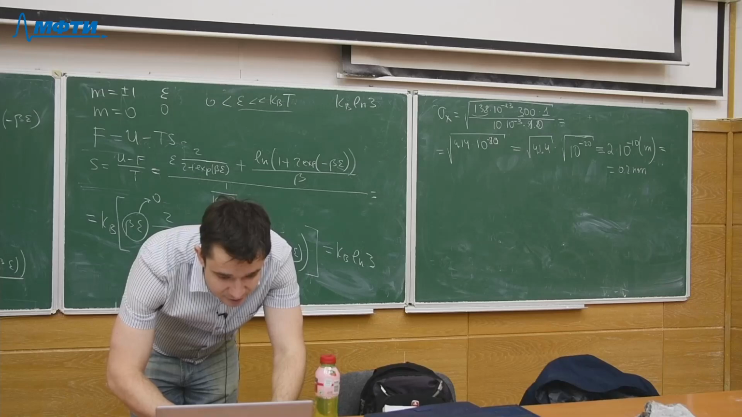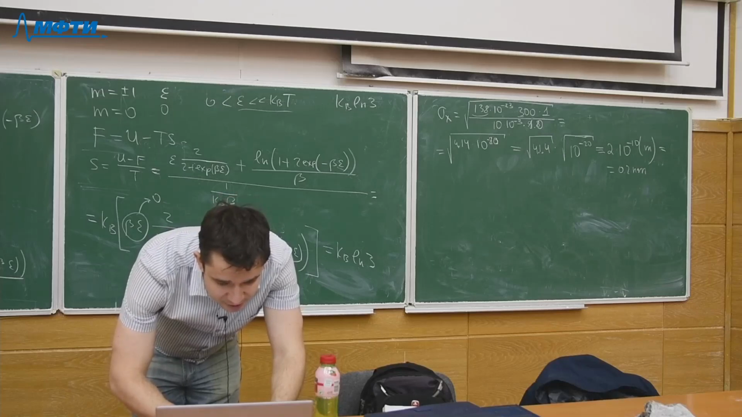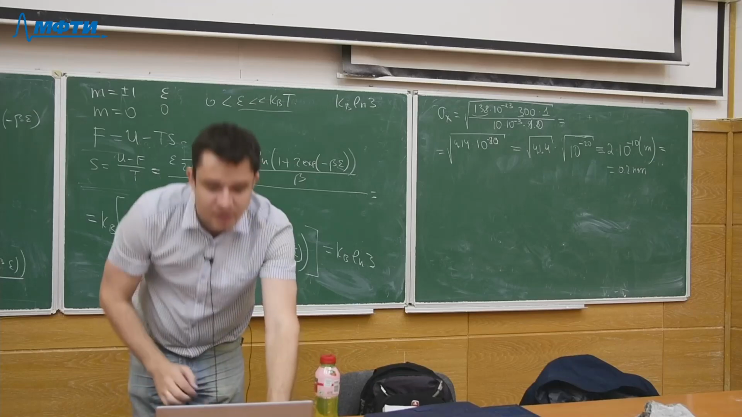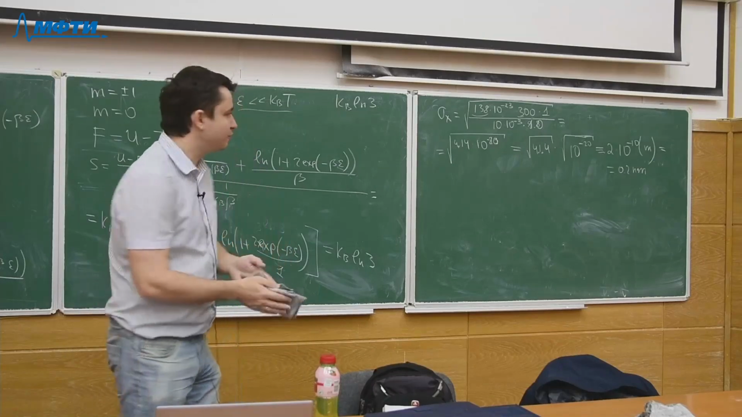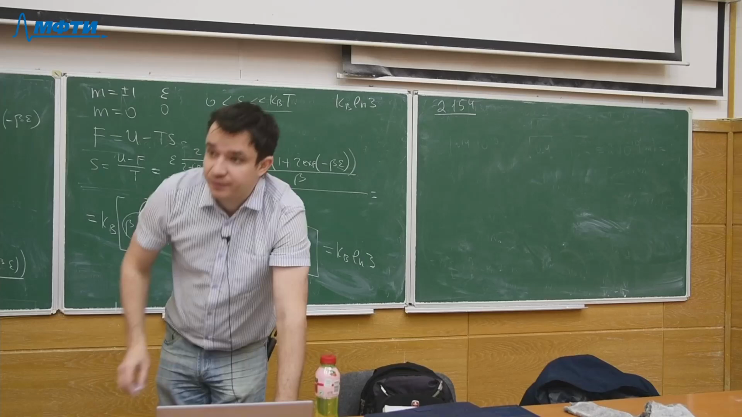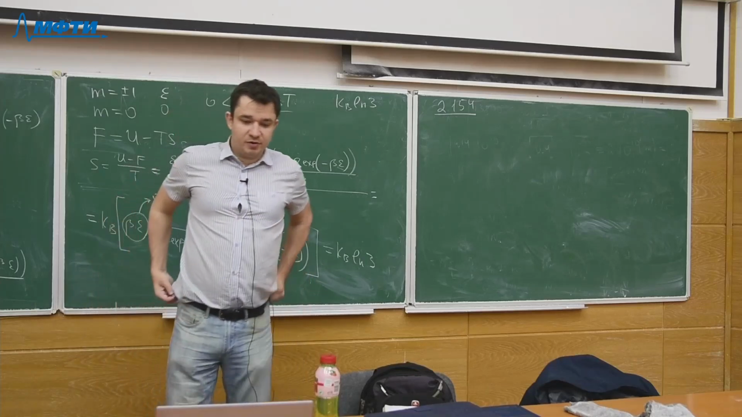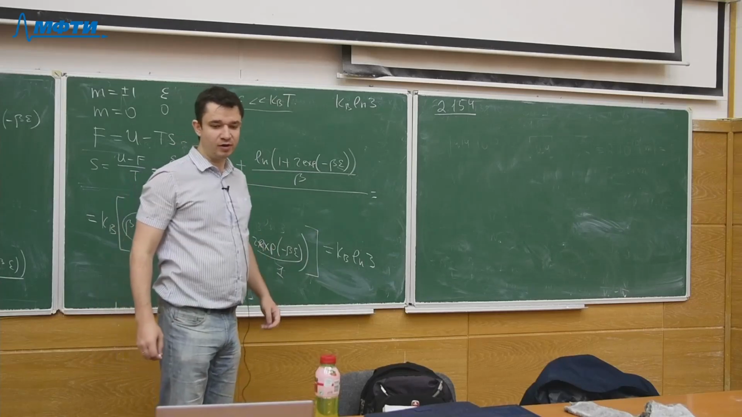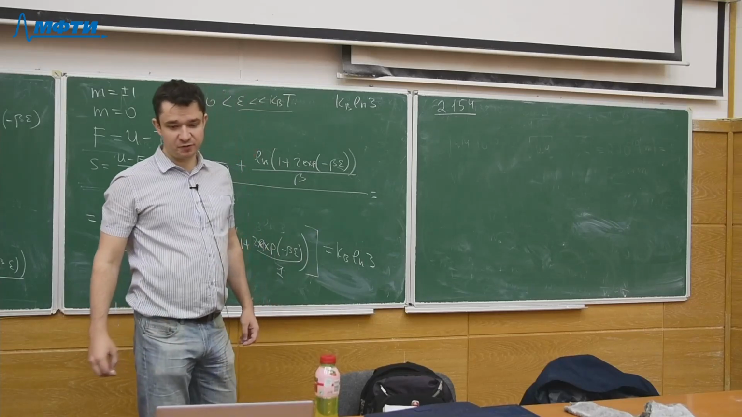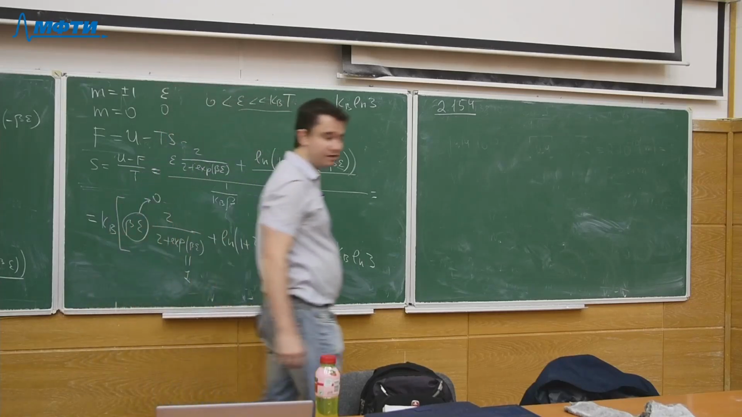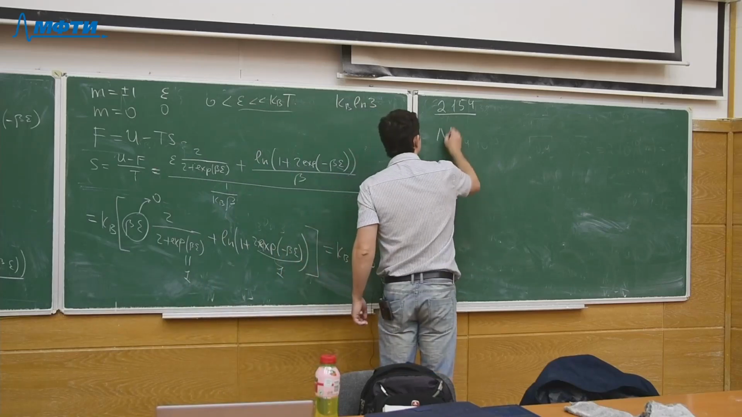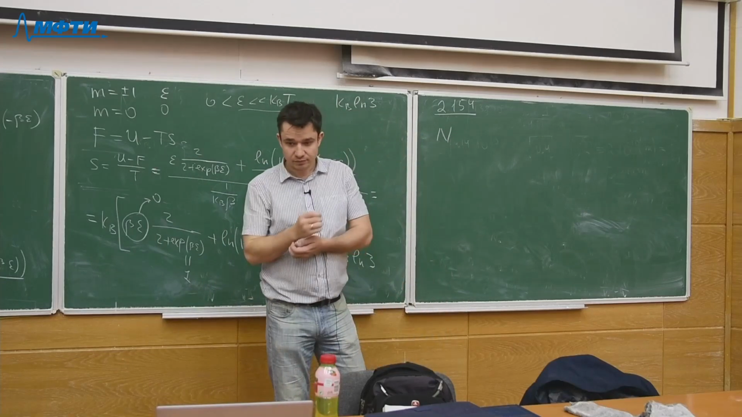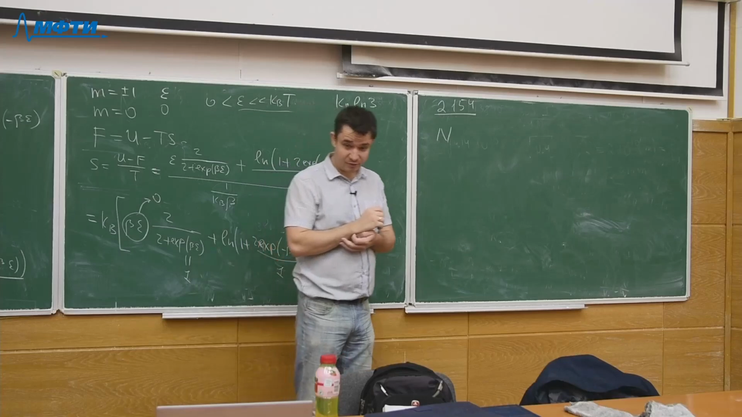The next one should be somewhat easier. That's from Irodov, 2.154. Okay, the problem 2.154. N atoms of gaseous helium are enclosed in a cubic vessel of volume of 1 centimeter cubed.